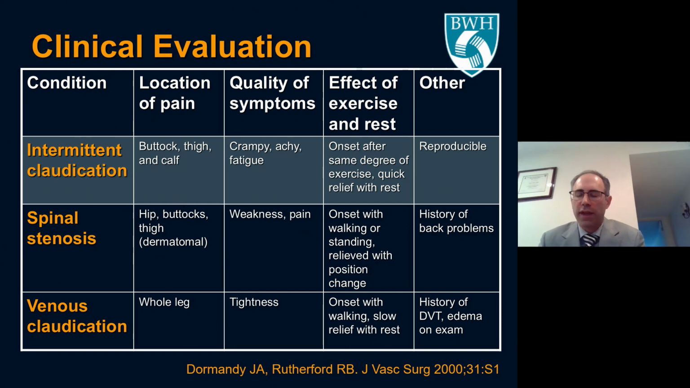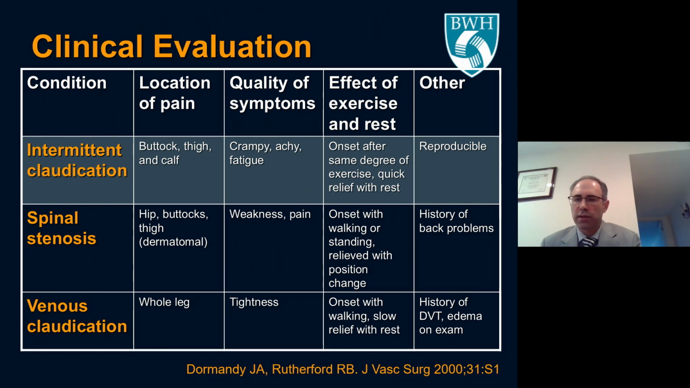Now, there are many other things that can cause limb symptoms with exertion. And so this table is actually very handy for working through the different presentations. So intermittent claudication: the location of the pains is typically the buttocks, thigh, or calf. The quality of symptoms is crampy, achy, fatigue. The effect of exercise and rest: the onset after the degree of exercise should be the same. So if it's walking to the mailbox, it should be walking to the mailbox each time. There should be quick relief with rest, and it's reproducible. And if you find a patient with this, it's most likely to be peripheral artery disease.